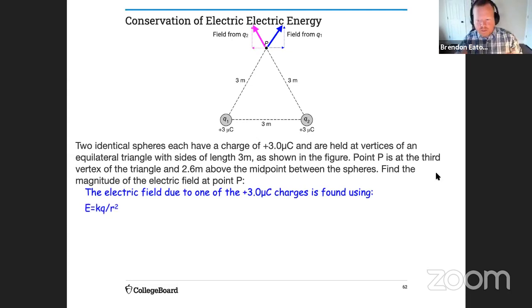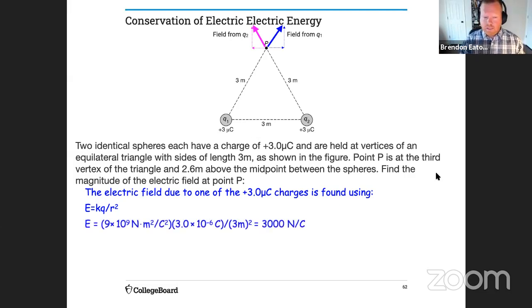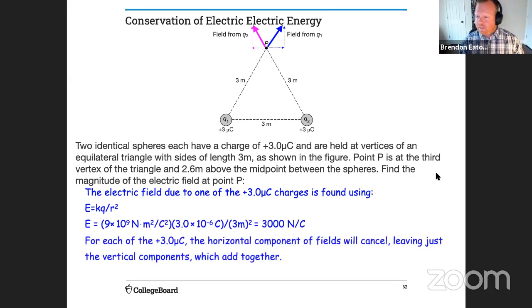Now, once I've drawn that, I jump into the math and I go, hey, I can find the field at least from one of them and say, oh, electric field is KQ over R squared. I know the charge and I know the constant K and I know the distance away from point P. So each of those charges has a field of 3,000 newtons per coulomb.